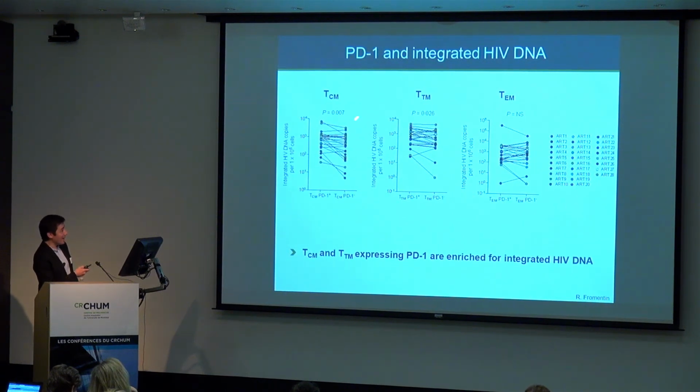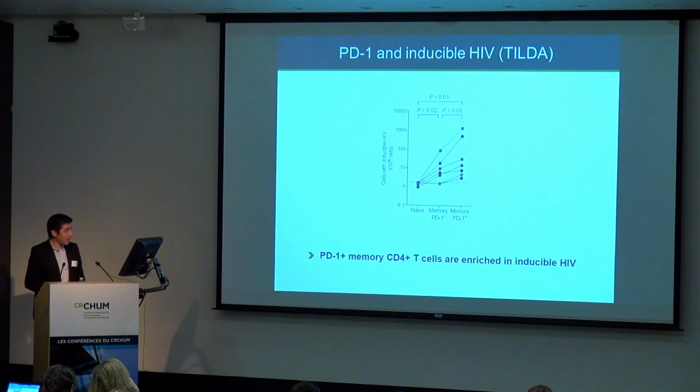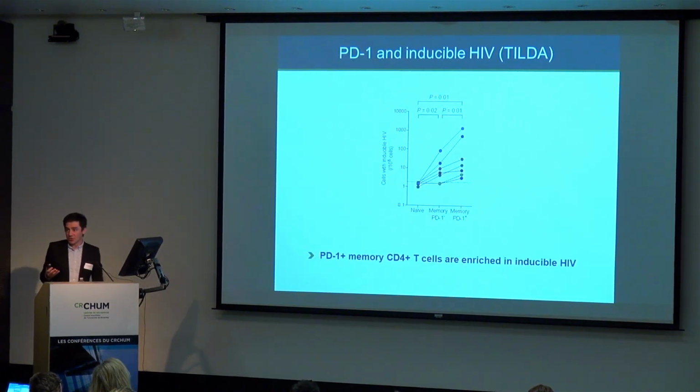And yes, it's true in central memory cells, it's true in transitional memory cells, it's not true in every single patient, as you can see, it's a kind of a mix, and it's definitely not true in effector memory cells. But if you sort those cells and then you look at the functional reservoir, so the reservoir that can be induced, and we use TILDA, the assay I described earlier, then we can see that in every single patient we've looked at, yes, there are more cells with inducible HIV in PD-1 positive cells as compared to PD-1 negative cells.